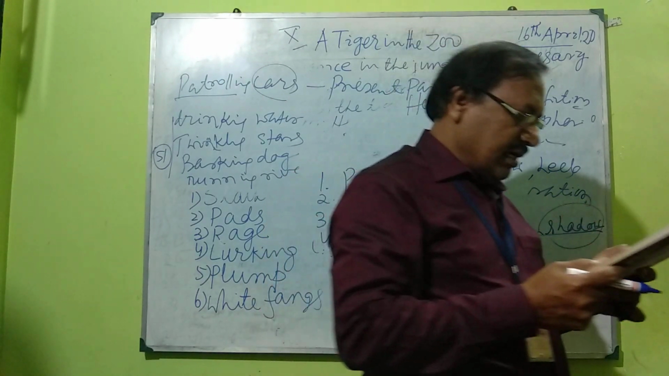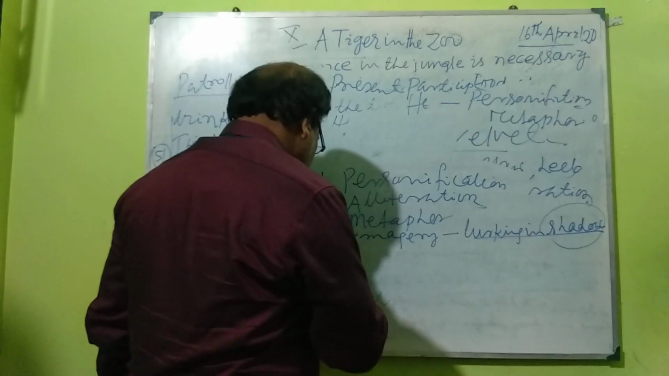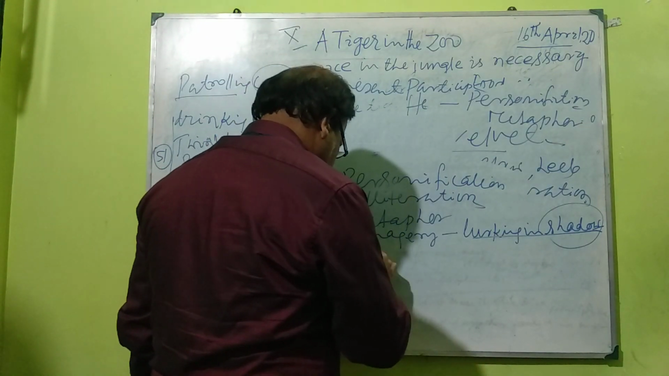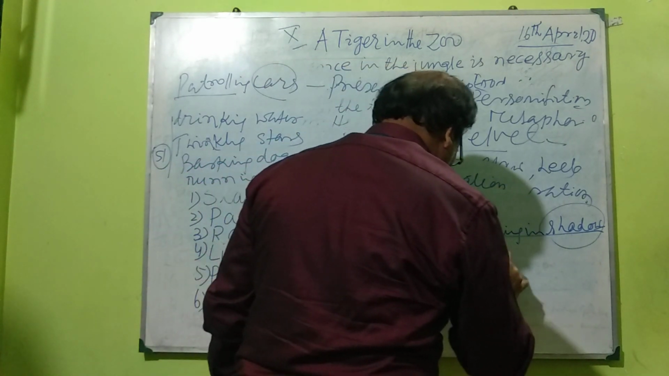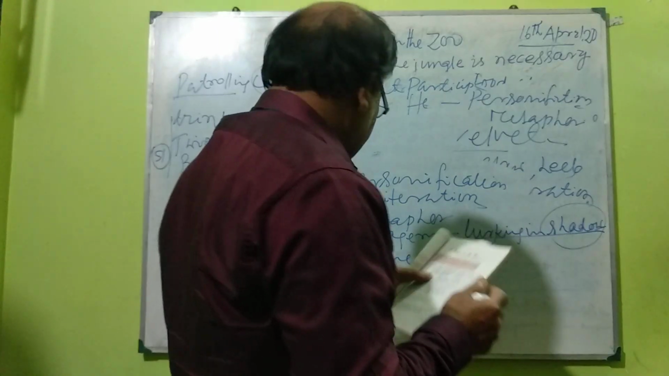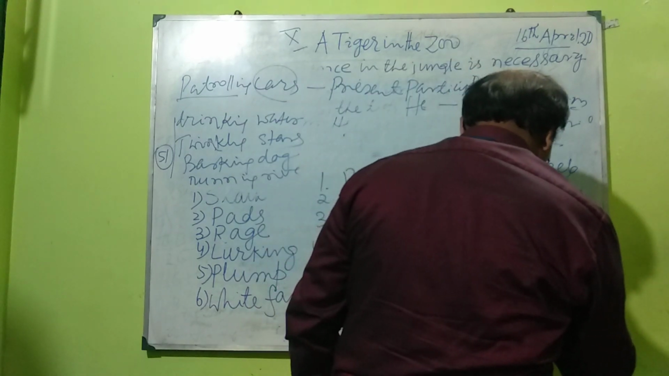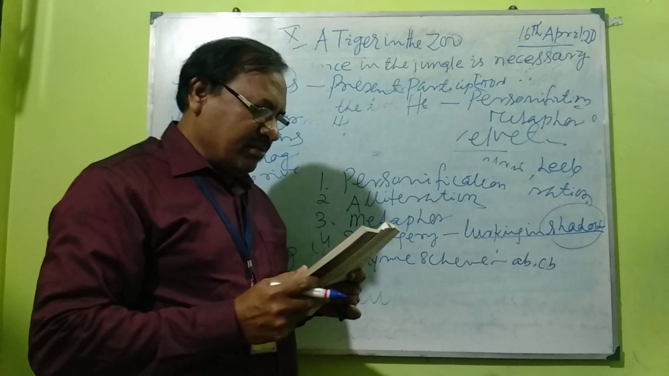Then what are the others? Another one I have left, that is rhyme scheme. What are the rhyme schemes used? What is the rhyme scheme? So ABCB. In every stanza, uniformity is maintained.